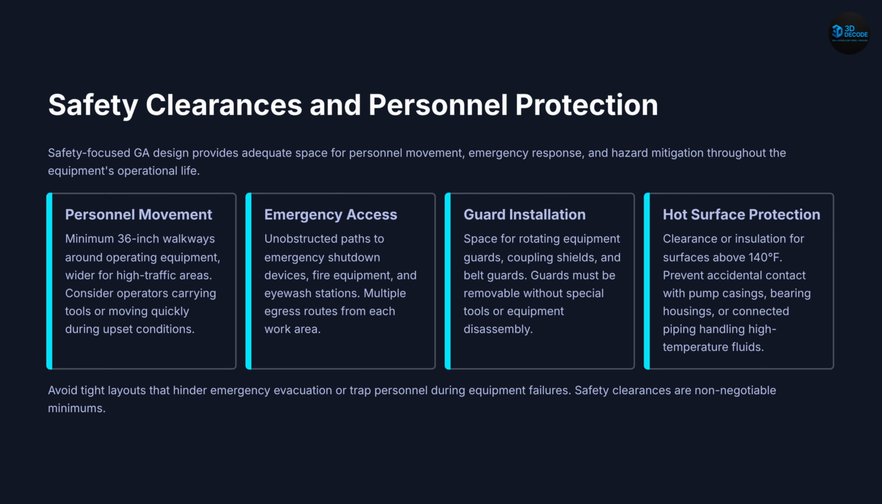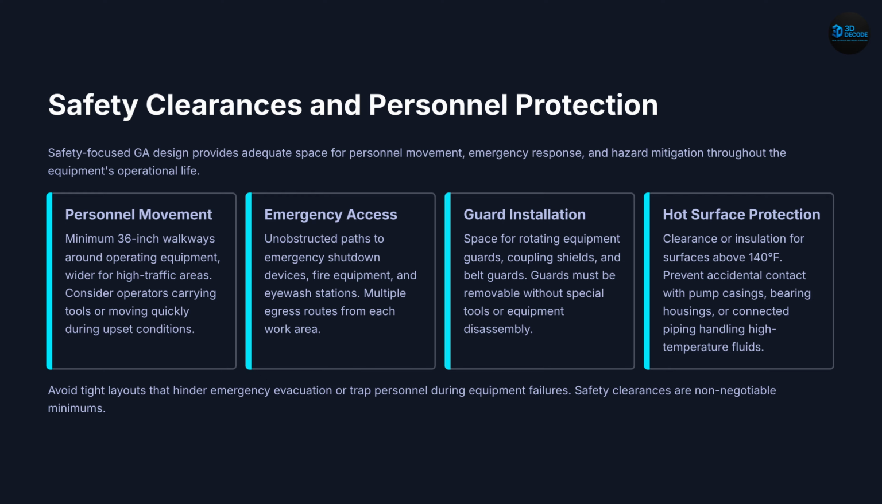Next, safety clearances and personnel protection. Now we reach the most critical part of all, safety. And this is completely non-negotiable. A good GA design protects people first, not equipment, not appearance, people. That means operators need safe walkways, emergency exits, fire equipment access, eyewash station access, escape routes, because during emergencies, humans panic and congested layouts become extremely dangerous.